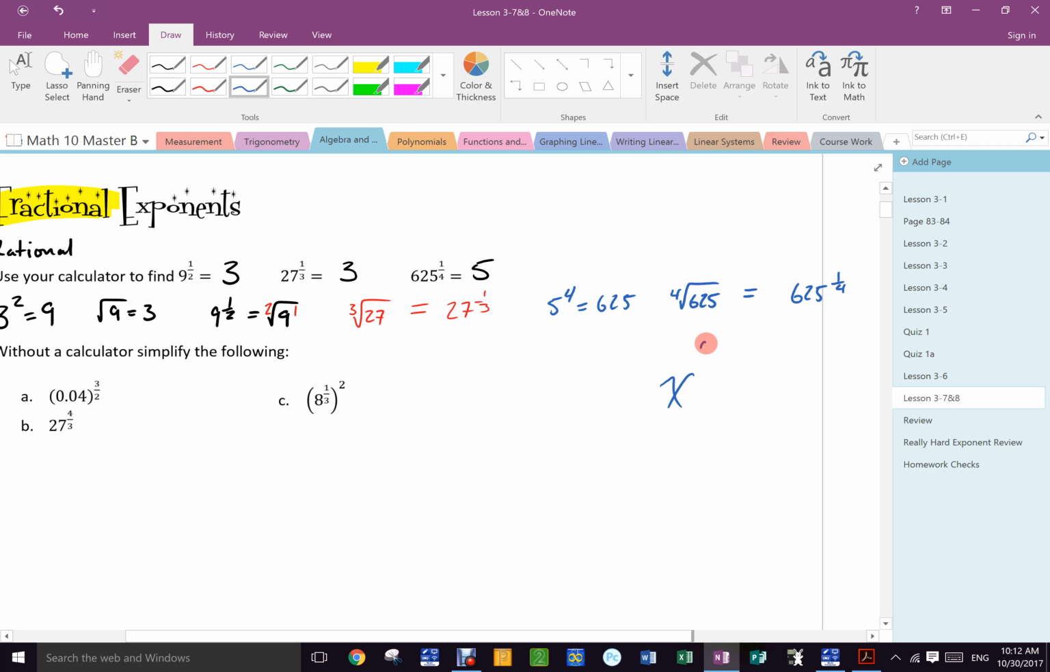X to the a over b. It's almost a new exponent law. That equals the b root of x to the a power. Does everybody understand? The numbers just move around, and this is why it works. Is everyone cool? All right.